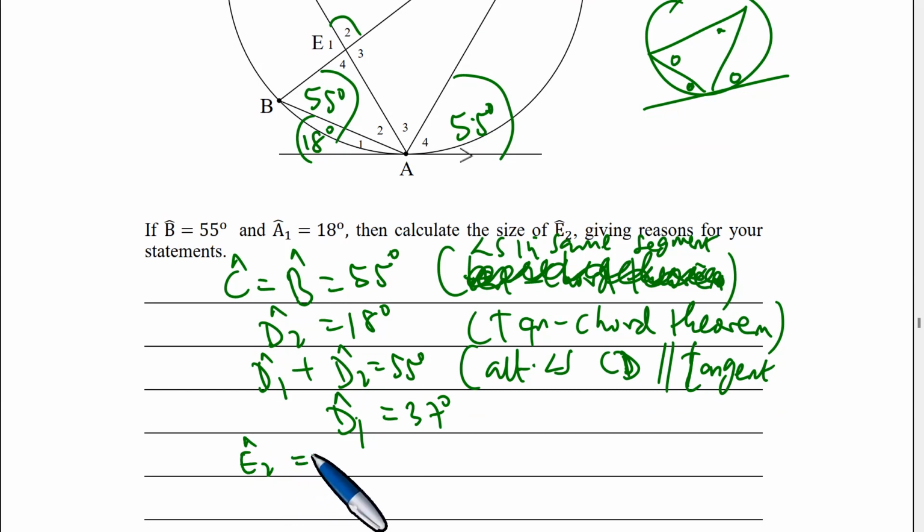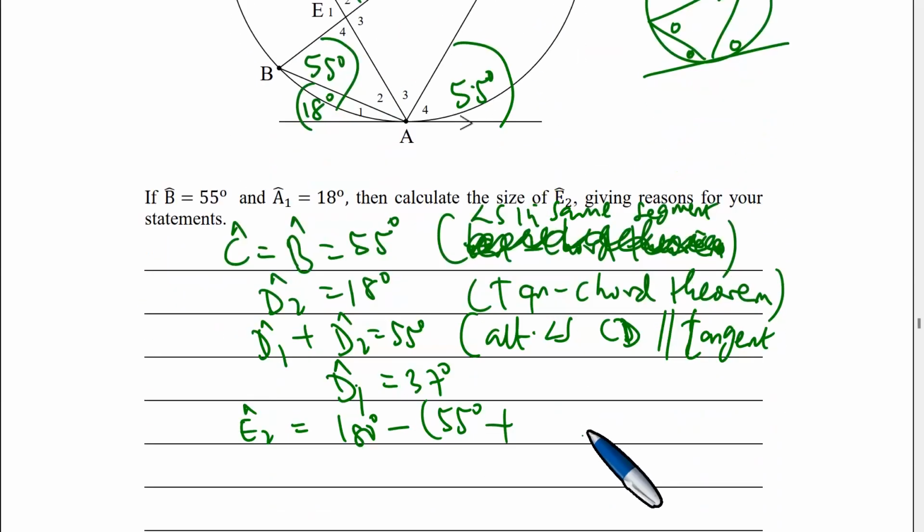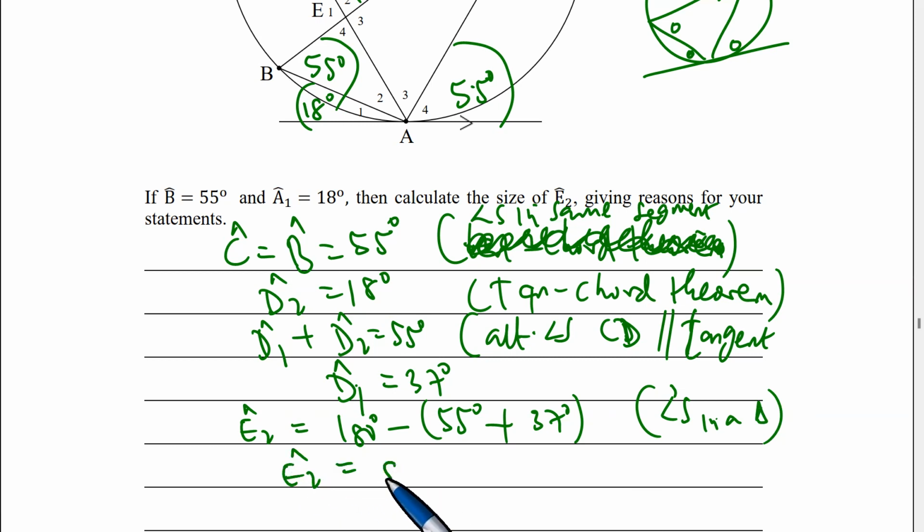Angle E2 is 180 degrees minus 55 degrees minus, sorry, it's 180 minus 55 and 37 degrees. Why? Because of the angles in a triangle. Therefore, angle E2 is 88 degrees. So angle E2 is 88 degrees.